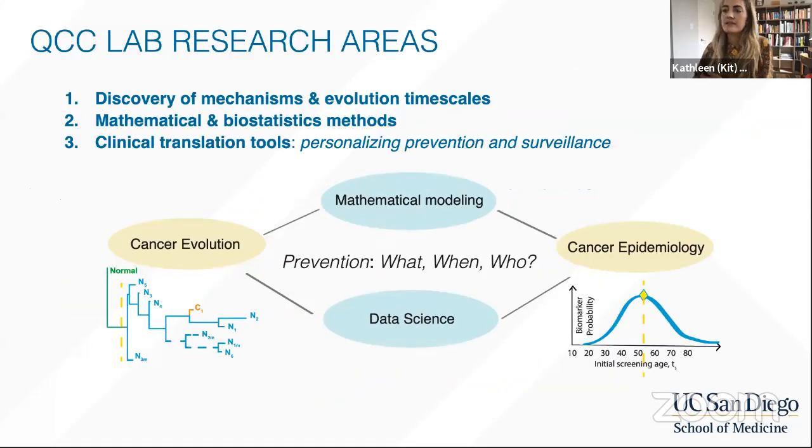And again, a plug for the lab. So these are research areas that we're kicking off this year. The discovery of mechanisms and evolutionary timescales is the thing I'm most into right now. So this is connecting these cancer evolutionary processes, so different types of mutations that confer a malignant potential in certain cells, with this epidemiologically led data that looks at benchmarks of prevalence and incidence within a population. How do we connect these things?